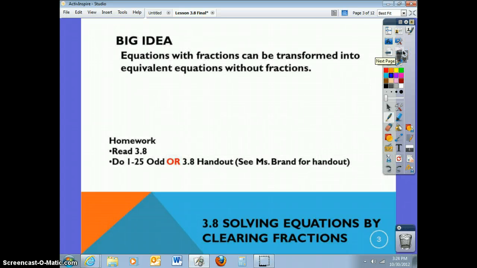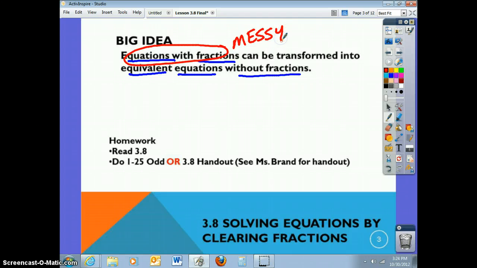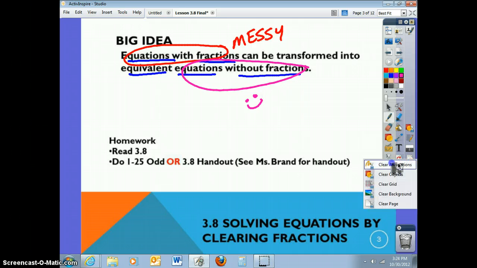So the big idea is, if you have an equation, either an equality or an inequality, and it has fractions in it, you can turn it into an equivalent, i.e. a similar equation that doesn't have fractions. And the reason you want to do that is that these equations are messy. All those fractions in there make it harder to solve. These equations are much nicer. We like these equations. They're much nicer to work with.